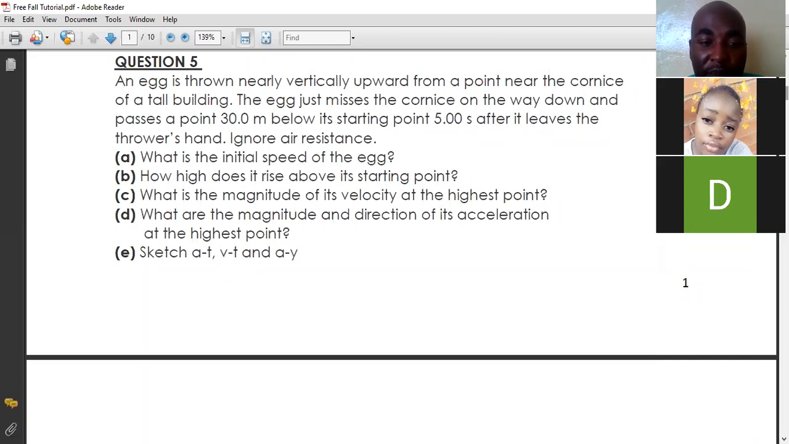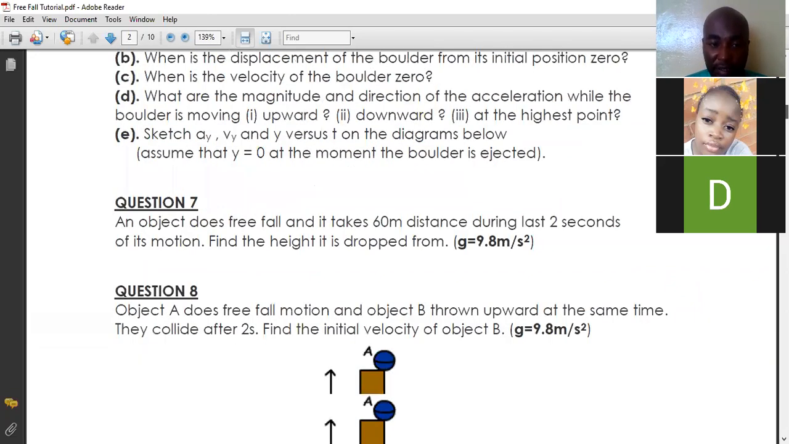Why should D be the simplest? Because we already emphasized that free fall motion, where you throw something or it falls down on its own or you throw it down, is constant accelerated motion. It means the acceleration is constant and equal to gravity. So D should be your simplest. What's the magnitude and direction of the acceleration at the highest point? That should be 9.8 meters per second squared.